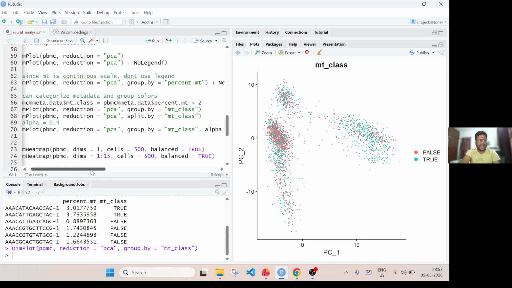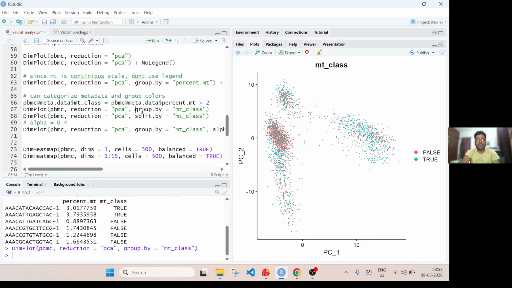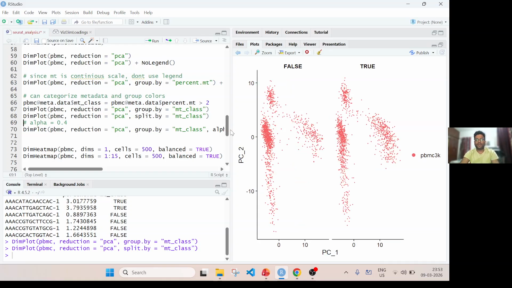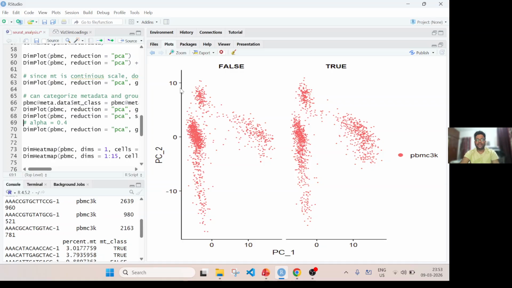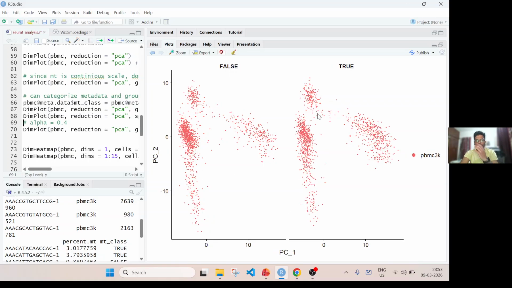Now you can group by, where all the dots come in one place. You can also play with split by. Here it is the same information, but the plot is now split. This one is the image from the false and this one is the image from the true. That means these are the high mitochondrial genes and these are the low mitochondrial genes, and you can see that they are very much similar again.